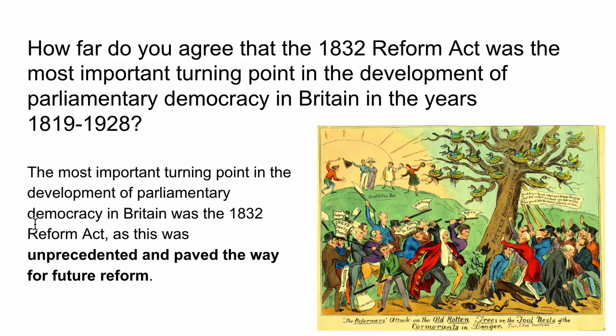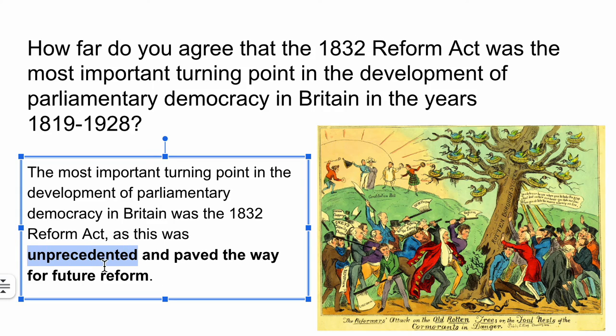And then here's another one from the Growth of Democracy paper. How far do you agree that the 1832 Reform Act was the most important turning point in the development of parliamentary democracy in Britain in the years 1819 to 1928? And this is an example of an argument. The most important turning point in the development of parliamentary democracy in Britain was the 1832 Reform Act, as this was unprecedented and paved the way for future reform. So we're using this as our criteria, something that's unprecedented and paved the way for future reform.